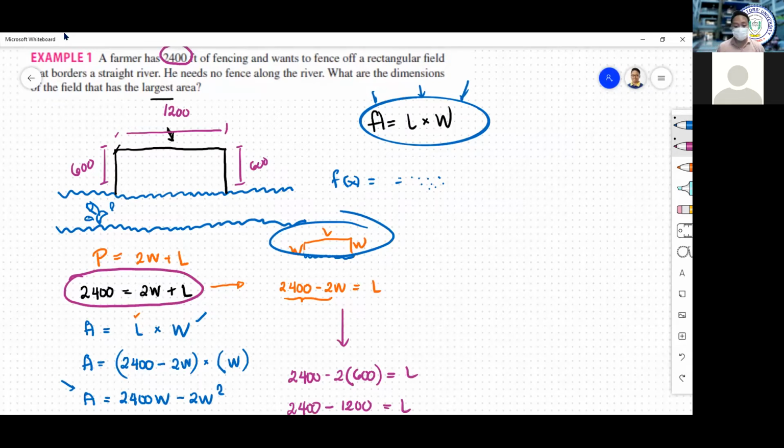Does it make sense now, Josh? Okay, the fencing, yes. Very good.